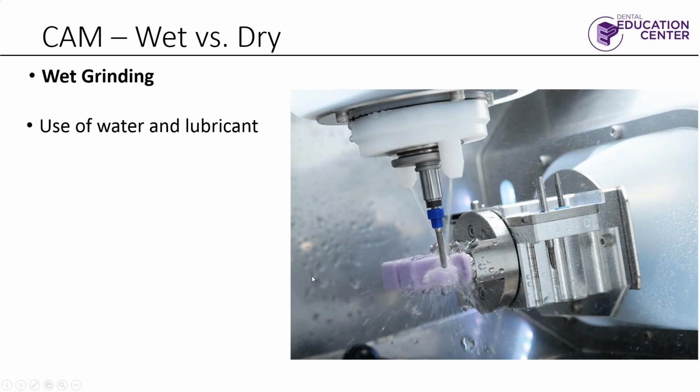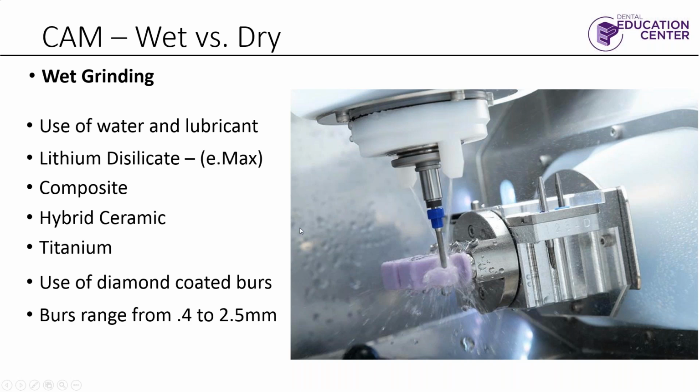Wet machines, just what it sounds like. Again, use of water or lubricant. I'm going to go through this pretty quickly because I think you guys all understand what a wet machine does. But that gives you the ability to do disilicates, stuff that's a lot more rigid, titanium, that needs a lubricant, obviously, with it.